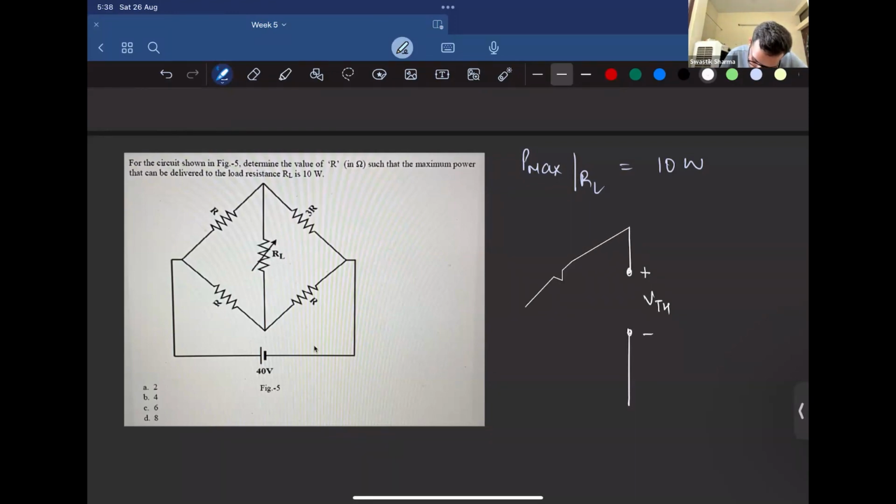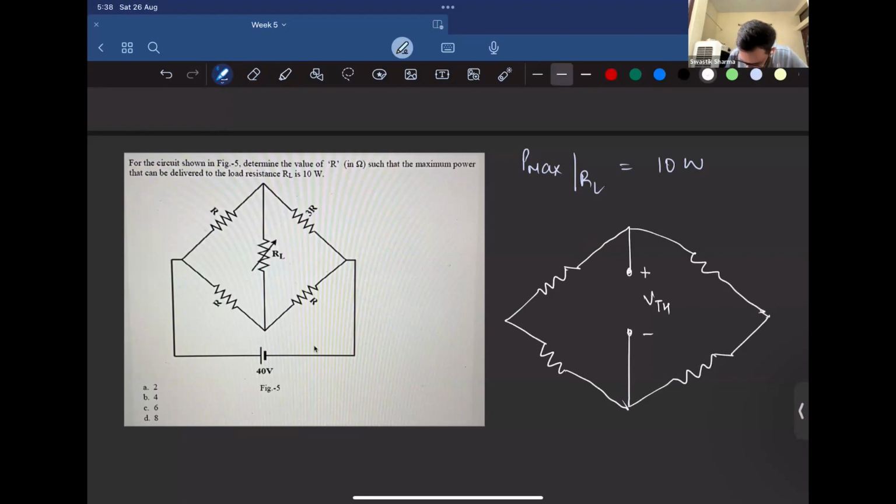In a Wheatstone bridge, what would happen? The RL wouldn't have any current passing through it, so it won't have any power. Excuse my drawing. Yeah, so we've drawn the diagram.